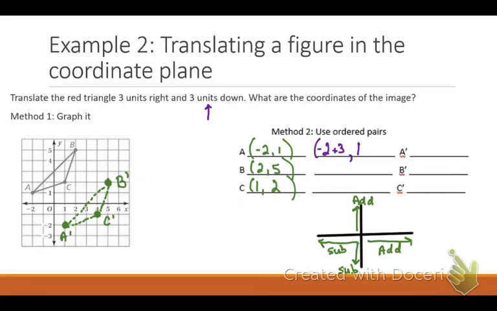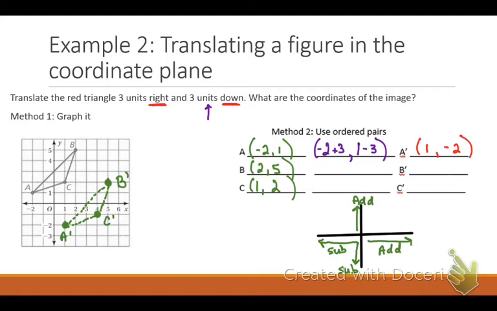Okay, so we're going to say 1 minus 3. All right, now we're going to do that math. So what is -2 plus 3? 1. And what is 1 minus 3? -2. So my A prime, again, if I didn't have a graph, I can do the addition and subtraction based on if it says to go right, left, up, or down.